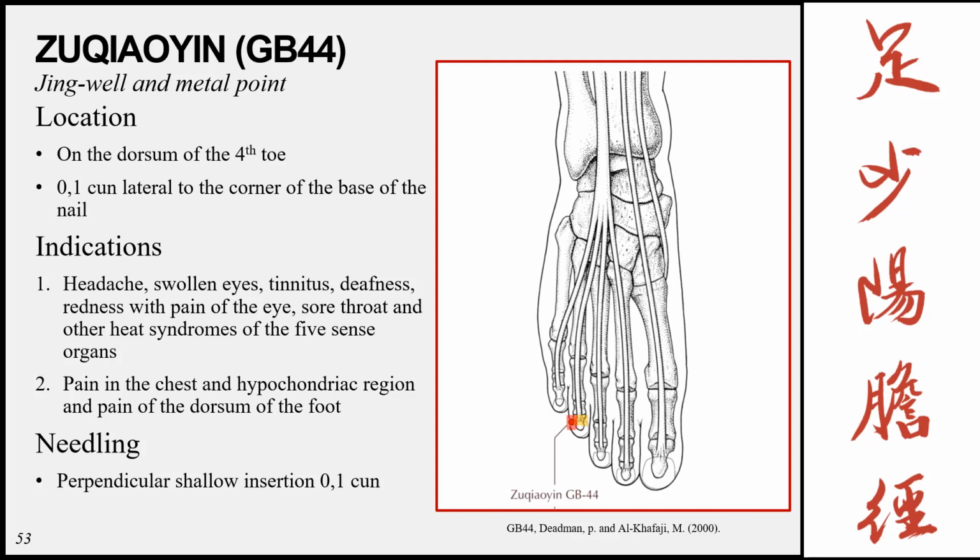The indications for this point: it can be used for headache, swollen eyes, tinnitus or deafness, redness with pain of the eye, sore throat, and other heat syndromes of the 5 sense organs. It can also be used for pain in the chest and hypochondriac regions and pain of the dorsum of the foot. Needling is a shallow perpendicular insertion of only 0.1 cun.